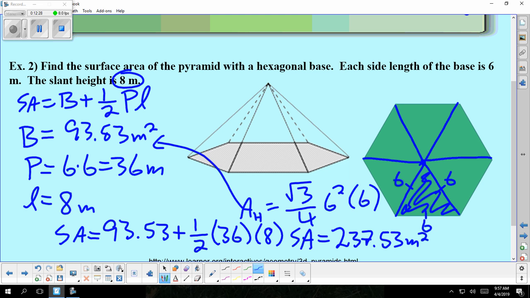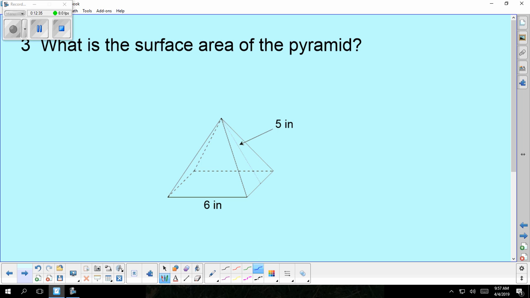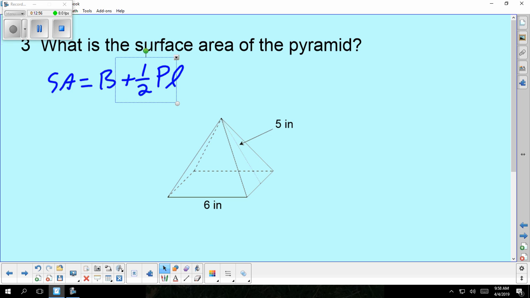Questions so far on this? All right, next I want to figure out the surface area of this square pyramid. This is not in your notes, but I'd like you to go ahead and give it a try. Use the formula instead of the net for this square pyramid. So surface area equals big B plus 1/2 perimeter times slant height. So go ahead and take a second, give this a try on any scratch piece of paper.